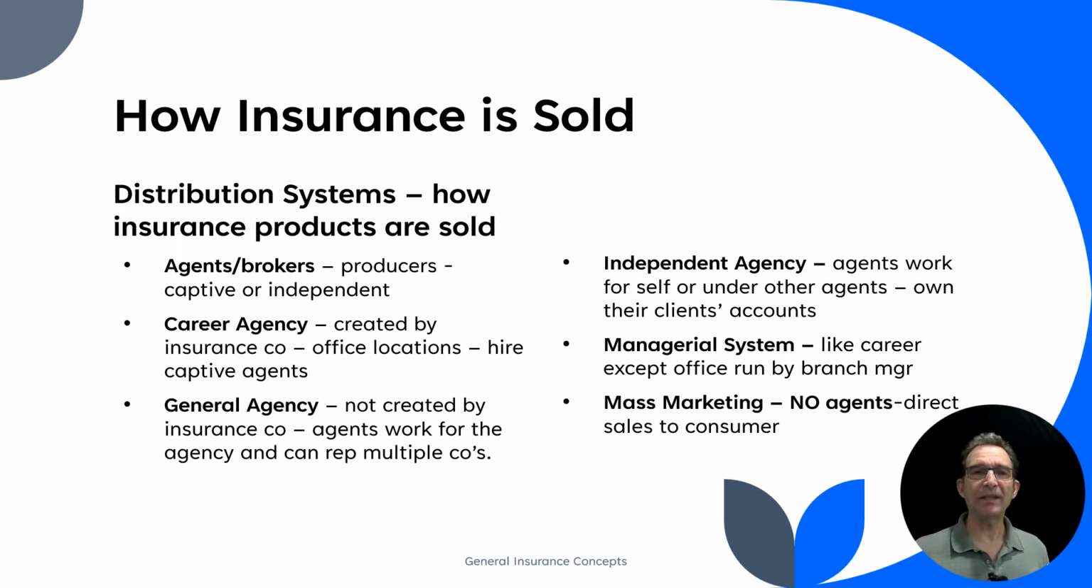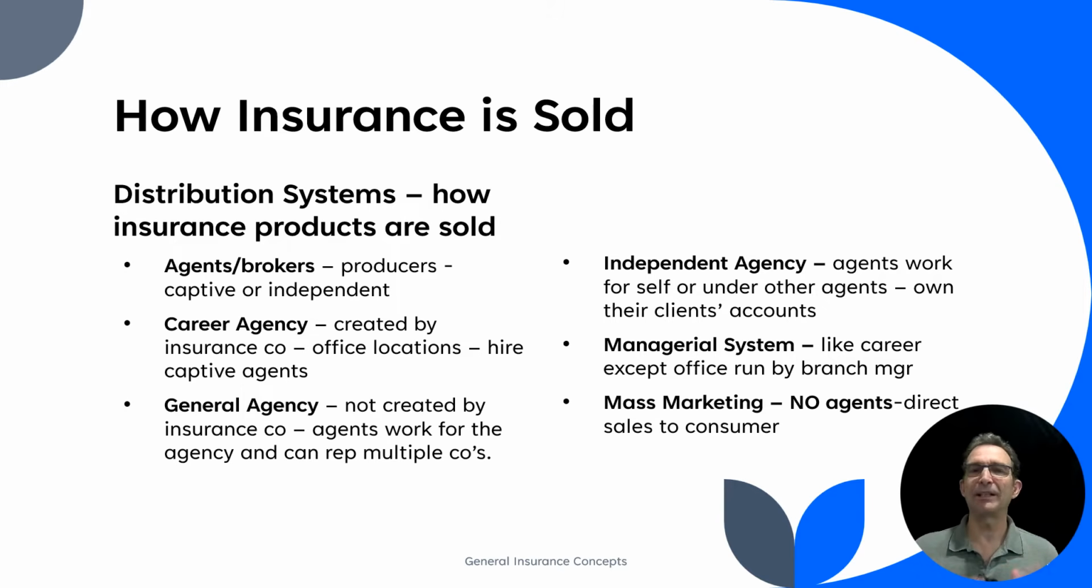All right. The next concept you have there is that a distribution system is a career agency, and this is created by an insurance company. So think of career agency. Who can set up a career for you? It would be an insurance company. So the career agency sets up office locations and they hire those captive agents. So what I just described, a captive agent situation, is usually organized in a career agency.